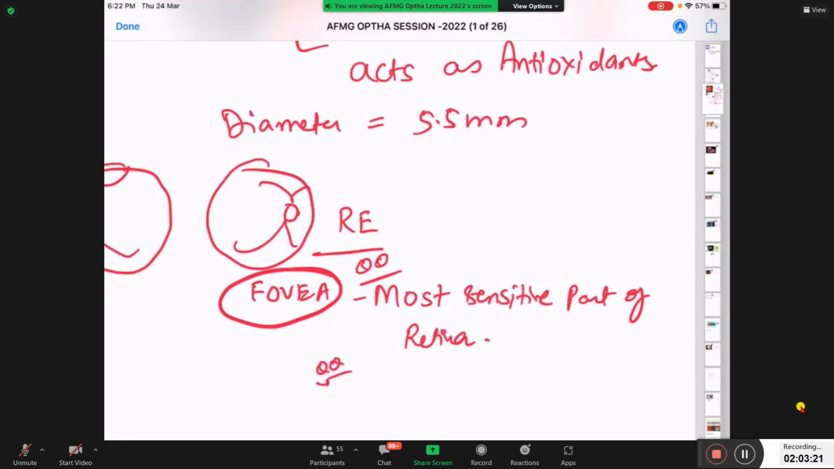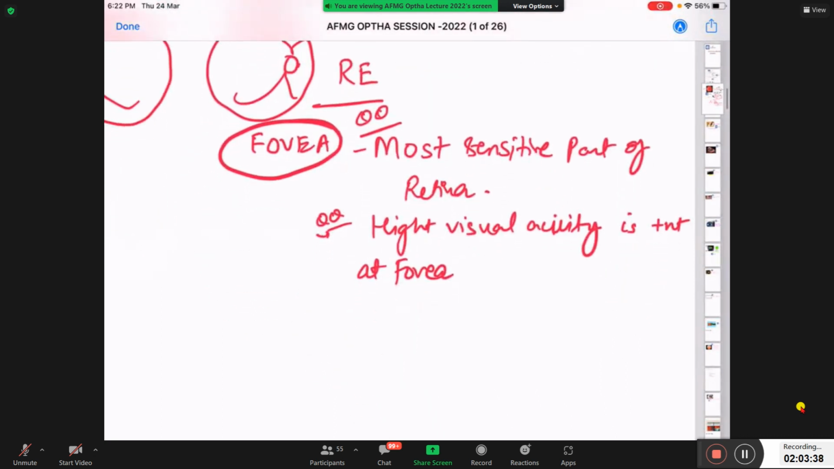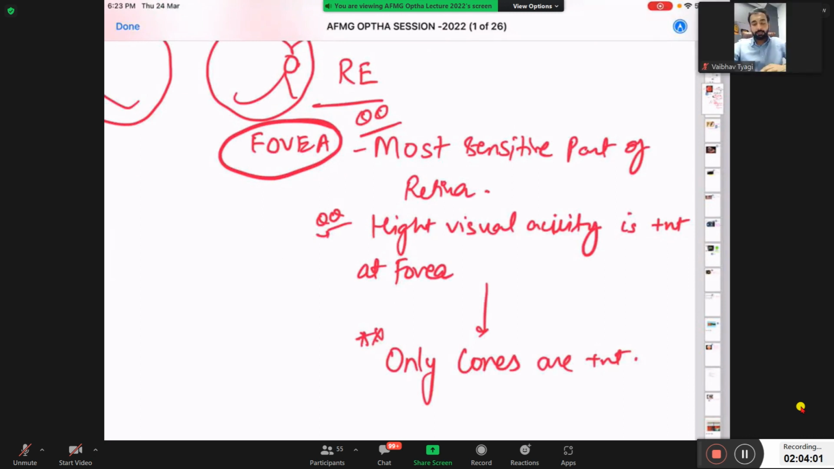Now, why is it the most sensitive part of the retina? Write down. Next important question: because the highest visual acuity is present at the fovea centralis. Highest vision is present at the fovea centralis. Why is the highest visual acuity present at the fovea centralis? Because, next important point about the fovea centralis, only cones are present at the fovea centralis. Rods are absent.